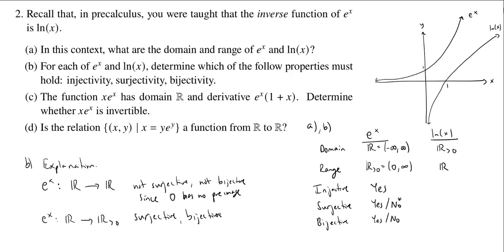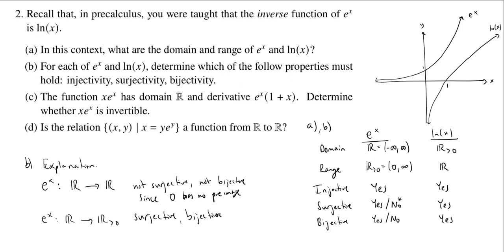Okay, so what about the natural log? Well, for the natural log, injective, yes. We can see from the graph there are no repetitions because this is, again, an increasing function. How about surjective? Well, actually, our range is all real numbers. That means every real number has a preimage, so the answer is yes again. And because it is both injective and surjective, the answer is yes to being bijective. Okay, so we got B taken care of.